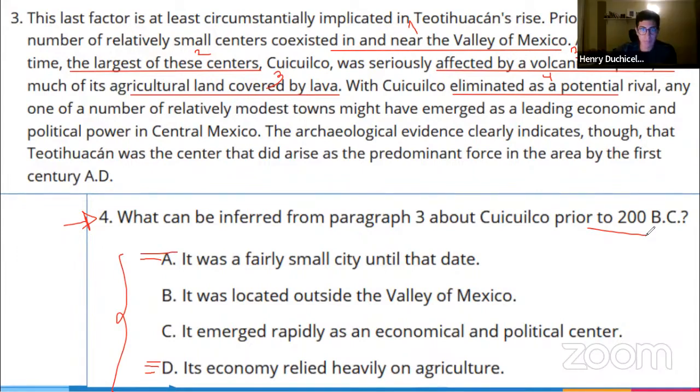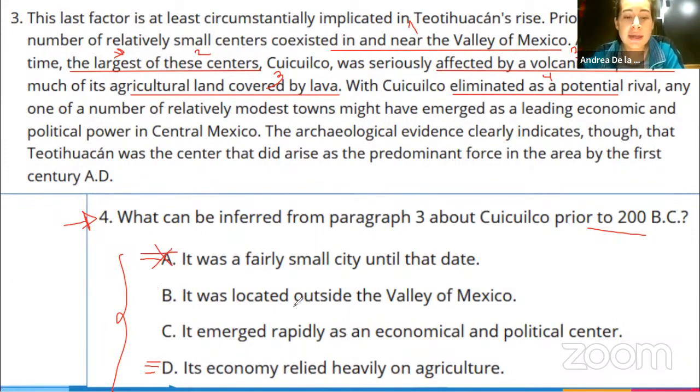No, right? We don't. Actually, the opposite is going on. We know that prior to 200 BC, they were the largest of those centers. And then they were eliminated as a rival. So actually, the other way around, the other thing happened, the opposite of what option A says. It was a fairly large city until that date. That would be a correct thing to say. Option A cannot be the one. We don't have evidence for that. We have evidence for the opposite.